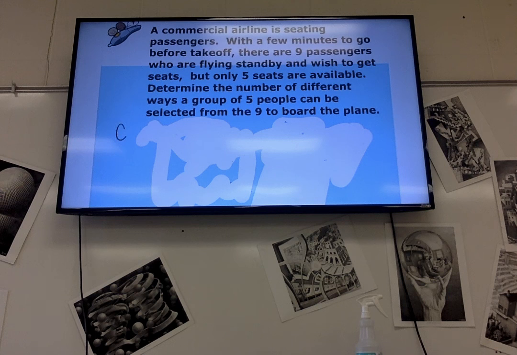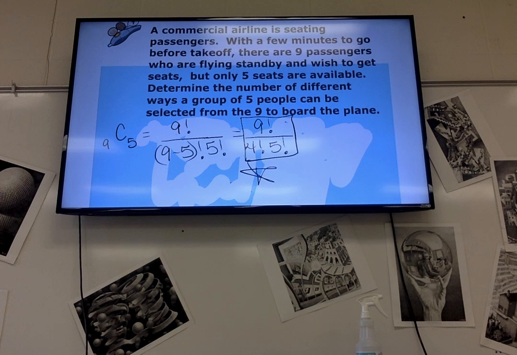So it's a combination of 9 choose 5, which would be 9 factorial over 9 minus 5 factorial, and then 5 factorial. So that's 9 factorial over 4 factorial, 5 factorial. This is what I have to have for your work. And what did you guys get for the answer there? 126. Yes.